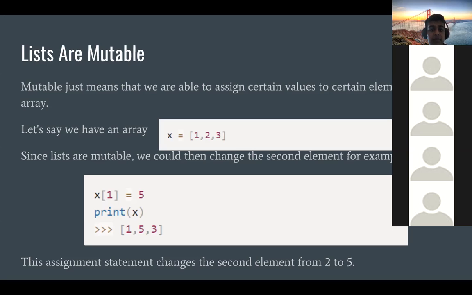So let's say we have the list X equals 1, 2, 3, right? Since it's mutable, we could change the second element to, let's say, 5. So when I say X of 1, it's saying, okay, go to the second spot in the list and then change that value from whatever it is. It can be a string, it can be a double, it can be whatever. It'll override that and change it to 5. So when you print out X, you'll see it says 1, 5, 3 instead of 1, 2, 3. So it's overriding the list.